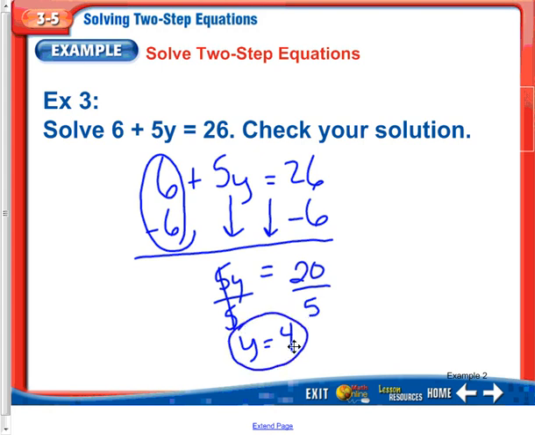And so we'll check our solution. Now we need to do order of operations. So 5 times 4 is 20, and 20 plus 6 is 26.